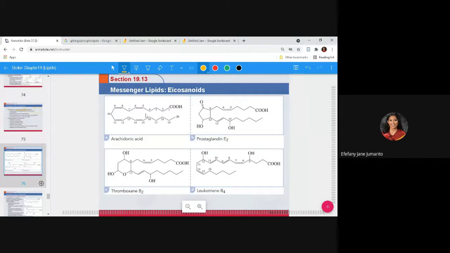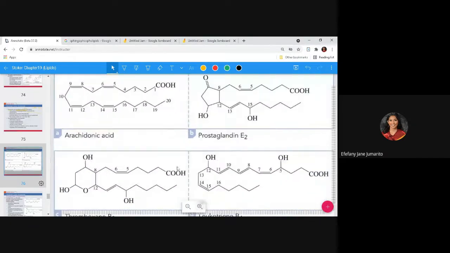Now we have this one. Look, it's a fatty acid, so it has a carboxylic acid. It says 20 carbons, arachidonic, 1, 2, 3, 4. How many double bonds? 4, ma'am. That's why 20:4. This is your arachidonic acid. Now it says that eicosanoids are derivatives. When we say derivatives, they are derived from arachidonic acid.